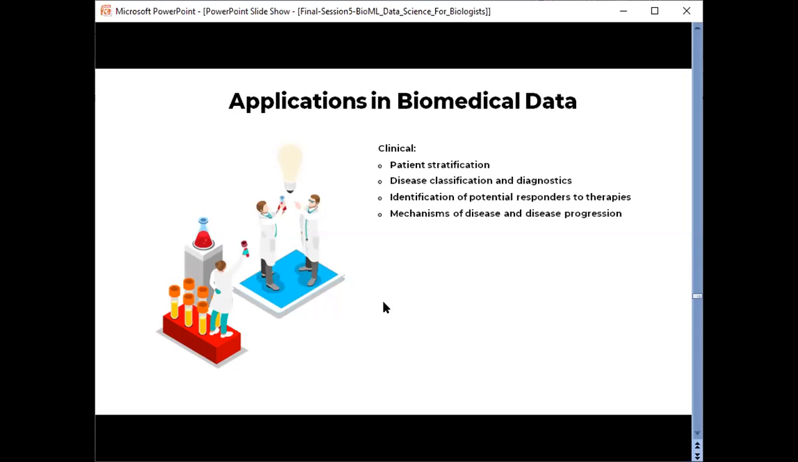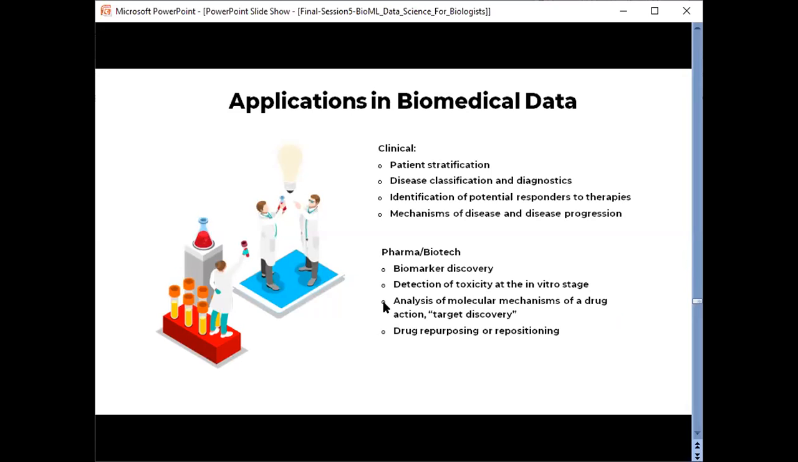These similar methods can be applied in the pharma and biotech industry for biomarker discovery, and detection of toxicity at the in vitro stage. It is also used to analyze the molecular mechanism of a drug action during target discovery. And these machine learning methods are widely used for drug repurposing or drug repositioning.